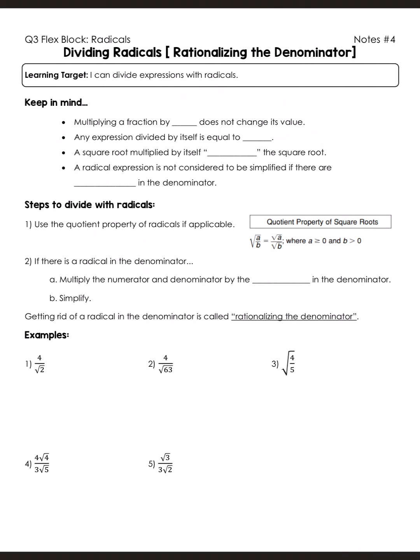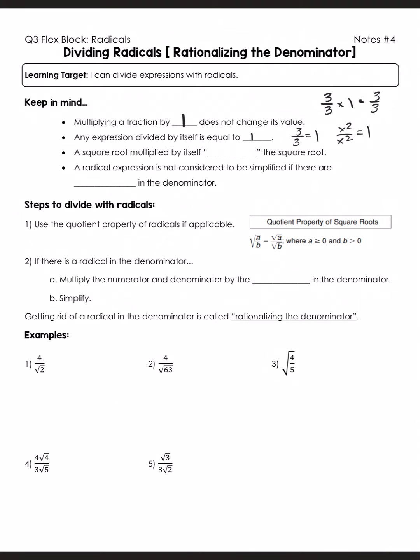Whenever you multiply a fraction by 1, it doesn't change its value. So if I multiply 3 over 3 times 1, that's still 3 over 3. I can multiply anything by 1 and it doesn't change. Another thing to keep in mind, any expression divided by itself is equal to 1. So like 3 divided by 3, that's equal to 1. X squared divided by x squared, that's still just 1.